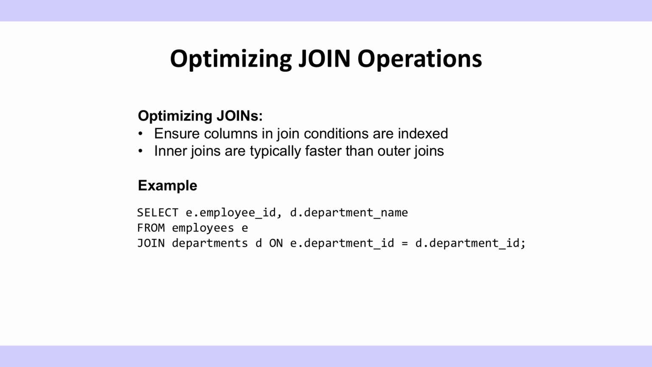Joins are common in SQL, but they can significantly slow down queries if not optimized. The key to optimizing joins is ensuring that the columns used in the join condition are indexed. Inner joins tend to be faster than outer joins, so choose the appropriate join type.